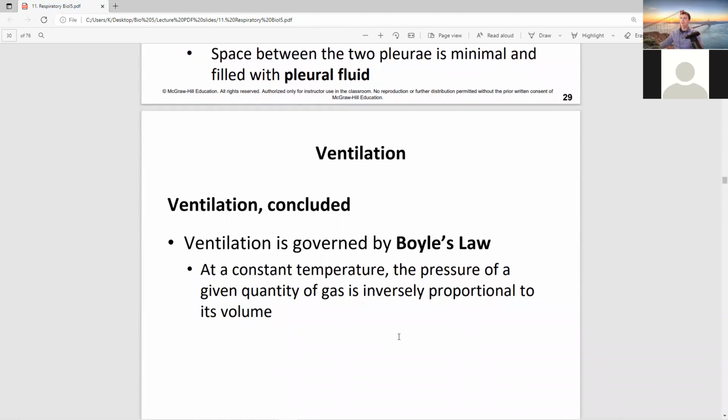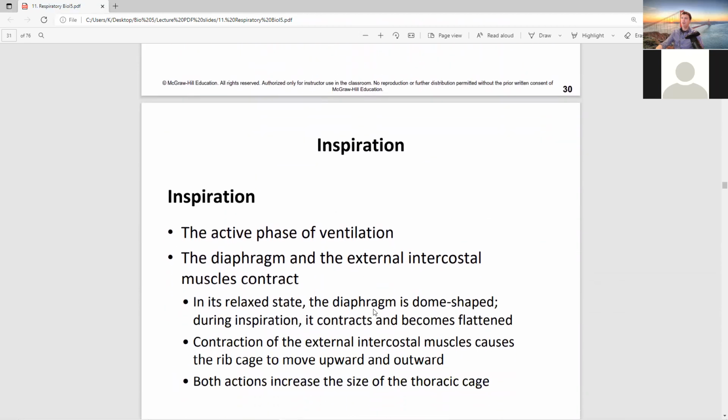Ventilation is covered by Boyle's law, which states that at a constant temperature, the pressure of a given quantity of gas is inversely proportional to its volume. So during inspiration, the active phase of ventilation, the diaphragm and the external intercostal muscles contract.